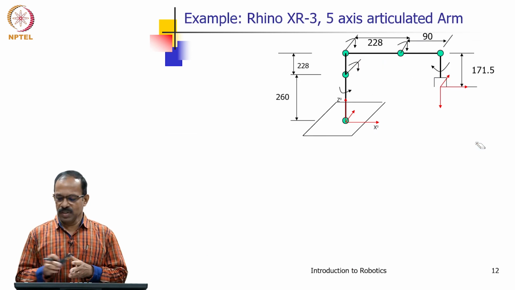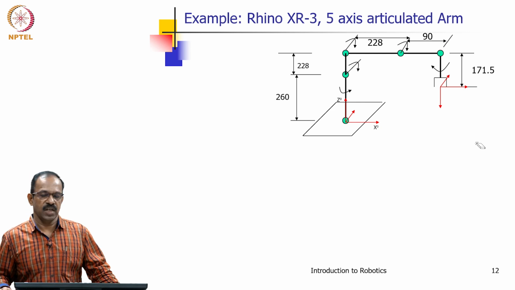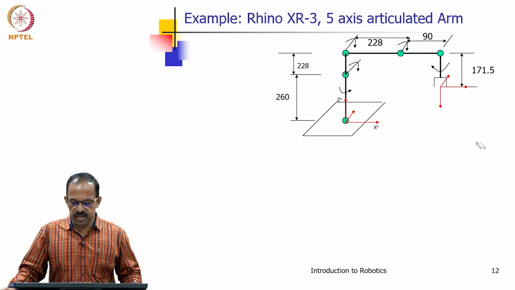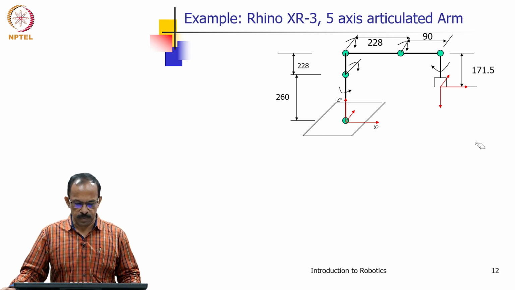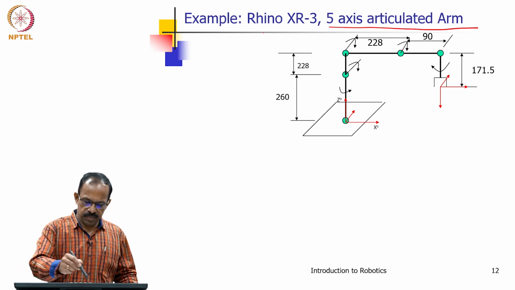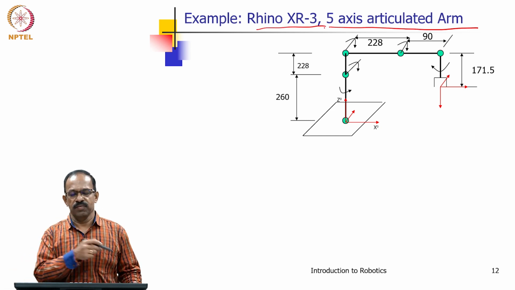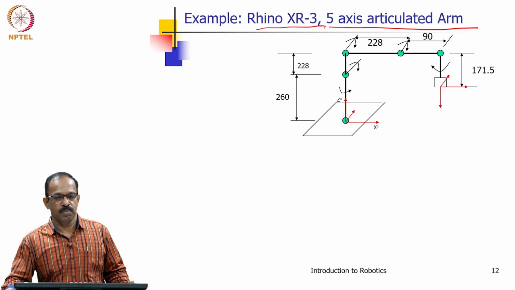Okay. So with that background, let us take an example of an industrial manipulator and then see how to solve for the inverse kinematics of this manipulator. So this is a 5 axis articulated arm, Rhino XR3. We have discussed this in one of the examples in forward kinematics.